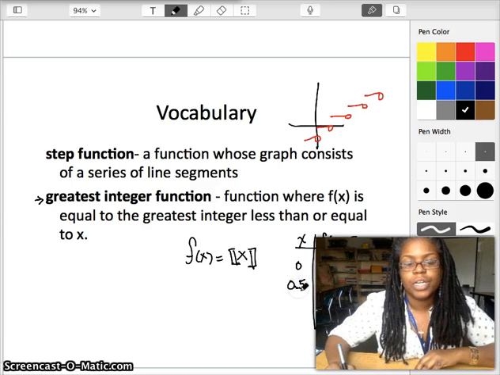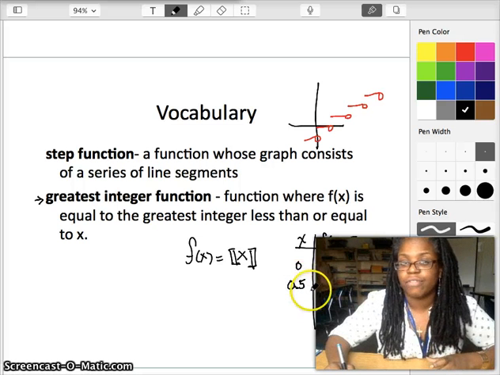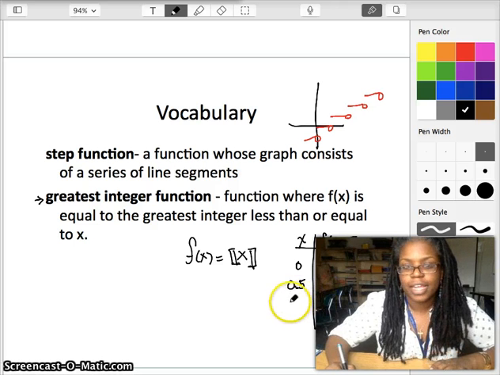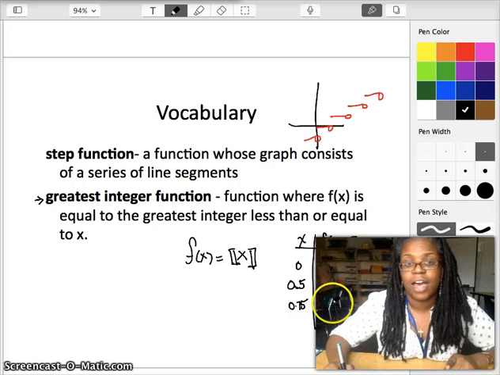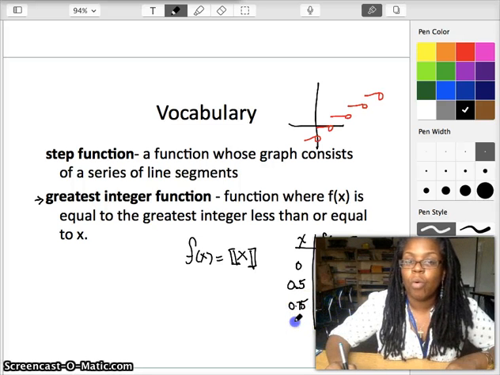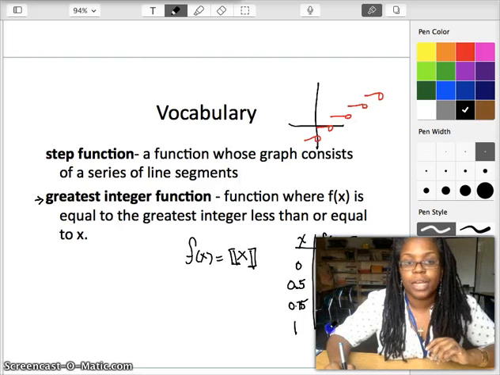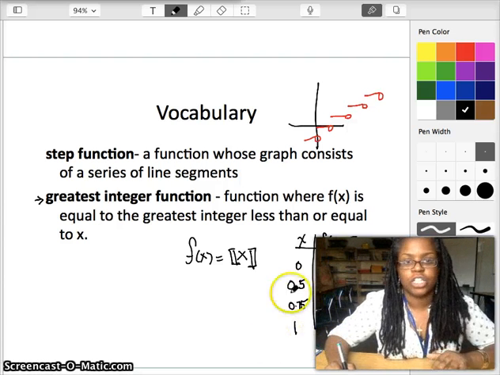All right, so what is the greatest integer less than or equal to 0.5? It's still 0. Let's try again. What about 0.75? What is the greatest integer, remember whole number, that's equal to or less than 0.75? It's 0. What about 1? What is the greatest integer that's equal to or less than 1? Well, 1 itself is an integer, so we get a 1 here.